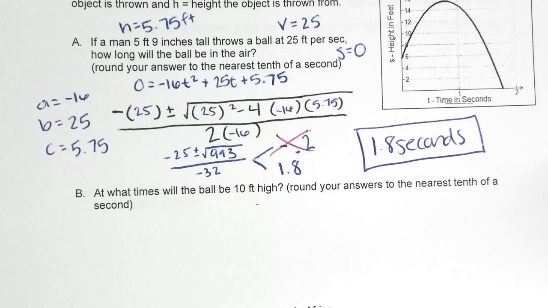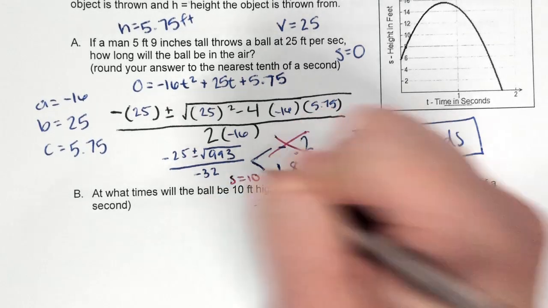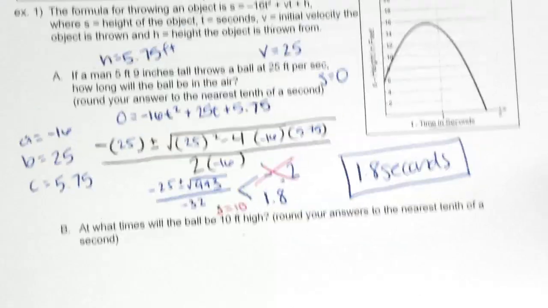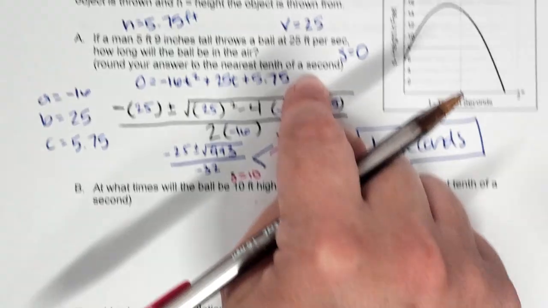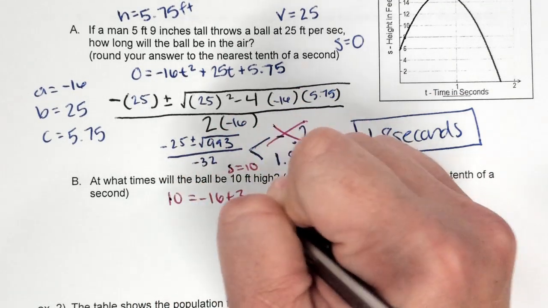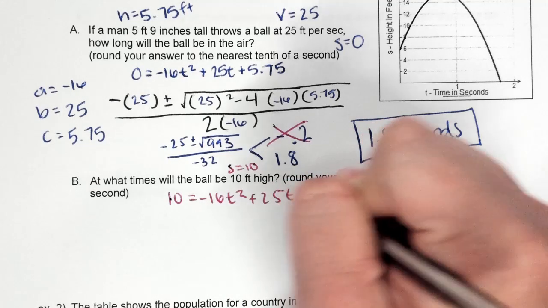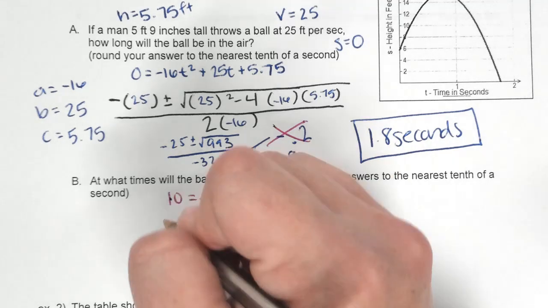Okay, so if we look at B, it says, at what time will the ball be 10 feet high? So we want to know when the current height of the ball is 10 feet. So S equals 10. So knowing that S is the beginning, so we're just going to set this equation equal to 10. So 10 equals negative 16t squared plus 25t plus 5.75. Am I ready to find A, B, and C? No, what do I need to do first? Yeah, I have to subtract 10 from both sides.